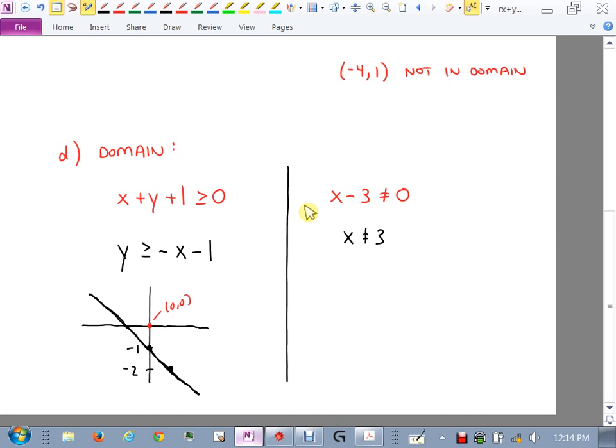0 plus 0 plus 1, is that greater than 0? Yes? That point worked, which means everything on that side of the line must work. So it would look like this. Shade it. With me? We're not done, because I have to include this now into my final answer.